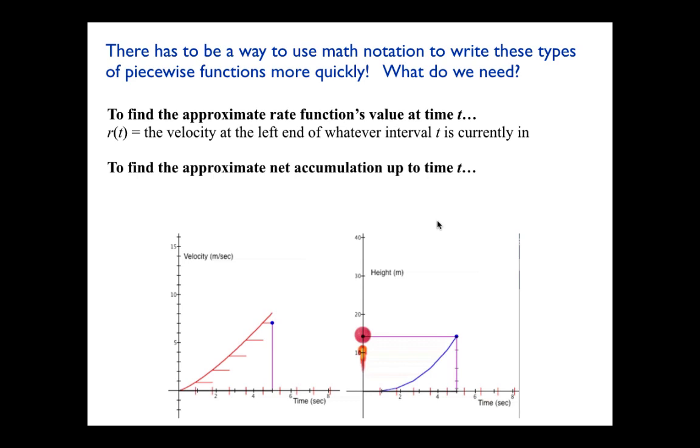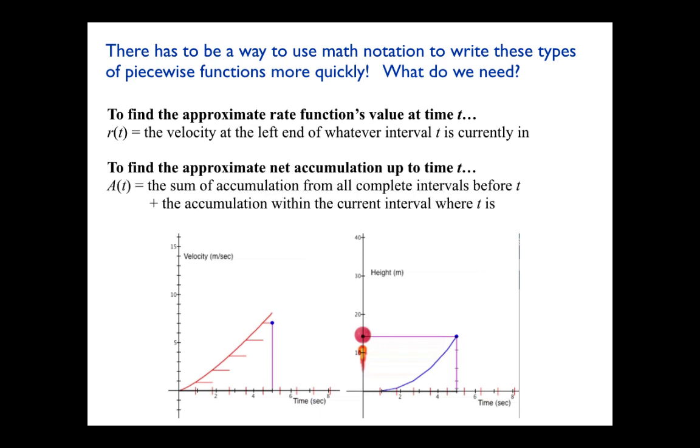We'll come up with some notation to describe it succinctly, but it does involve, in the background, some other math functions. If I want to find the approximate net accumulation up to time t, from time 0 through time t, I need to know how many intervals I have, the rate that I use for each one, and if I'm in the middle of an interval, how much of that interval I've used that rate for: all the complete intervals plus whatever partial interval t is in the middle of.